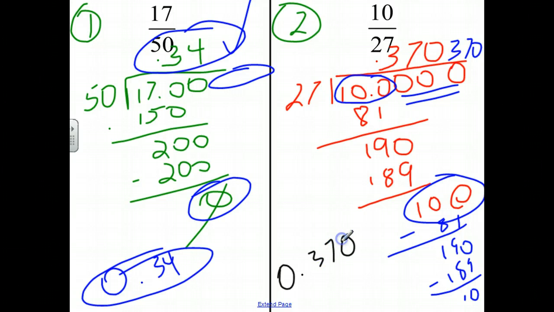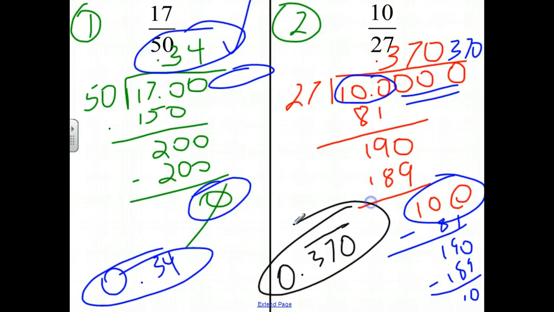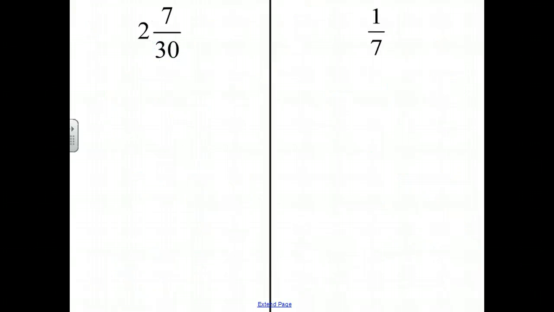0.370. Now that 0 at the end is important because it's a repeating decimal. If this were a terminating decimal, that 0 wouldn't be significant. But in this case it is, because the 0 repeats along with the 3 and the 7: 0.370, 370, 370, 370. So we have to have the repeating bar there. Now let's take a look at the last 2 problems, 3 and 4. Go ahead, pause the video, look at those, and we'll come back and see how you did.